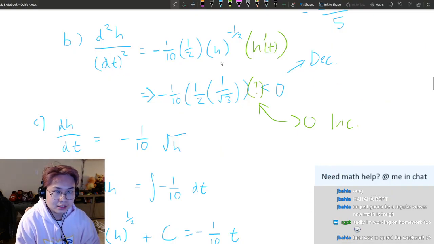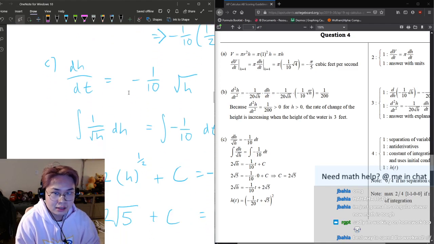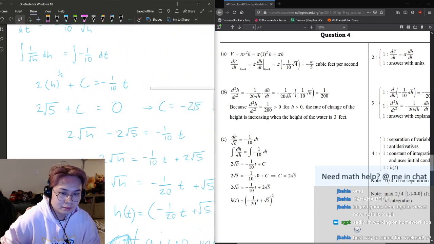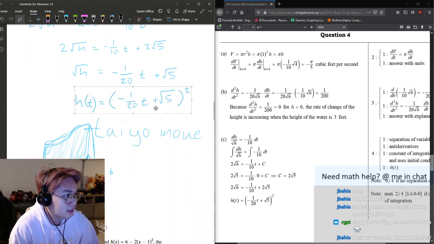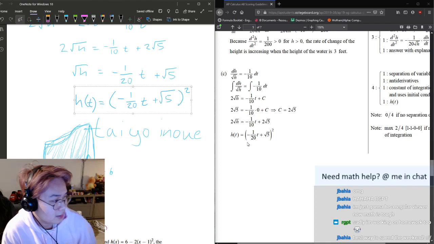Okay, so I got B wrong, and then I explained why. Will that affect my C? So here was my C, answer for C. And then here's their answer for C, exactly the same. So that's good, not bad.